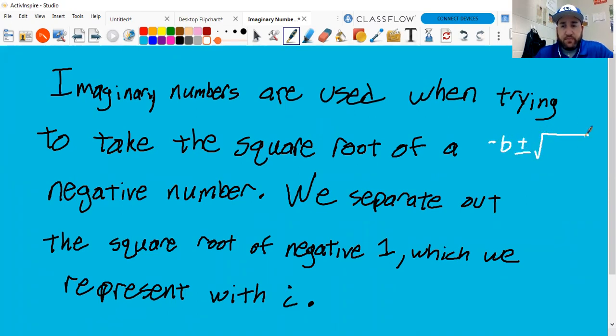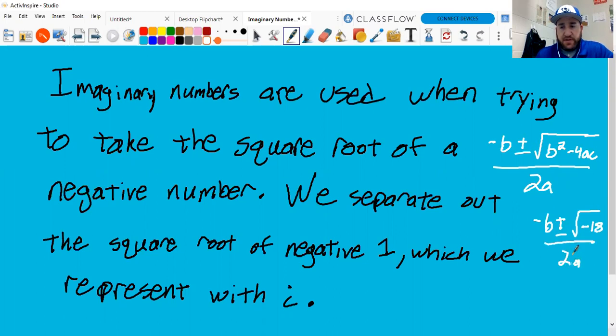Think back to Algebra 1. Negative b plus or minus the square root of b squared minus 4ac over 2a. Good old quadratic formula. Again, we're going to see it again in a couple weeks and start using it. If the b squared minus 4ac part is a negative number, I'm just going to make up like -18. Of course, you would have numbers there too, but I'm just focused on this right now. There's your negative square root, so we have to know how to deal with it. Okay.